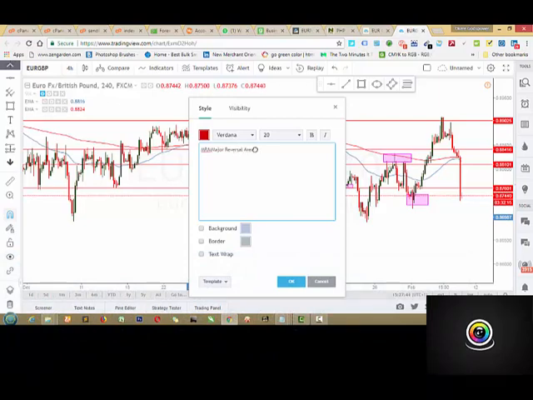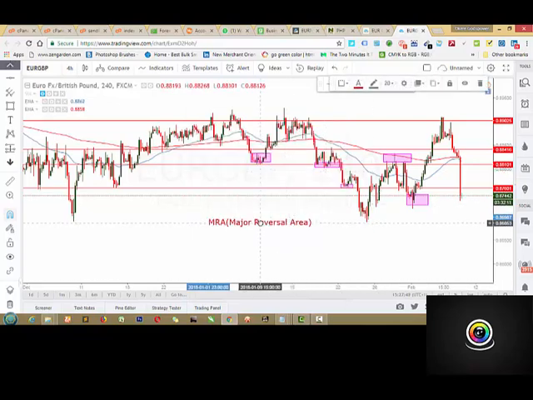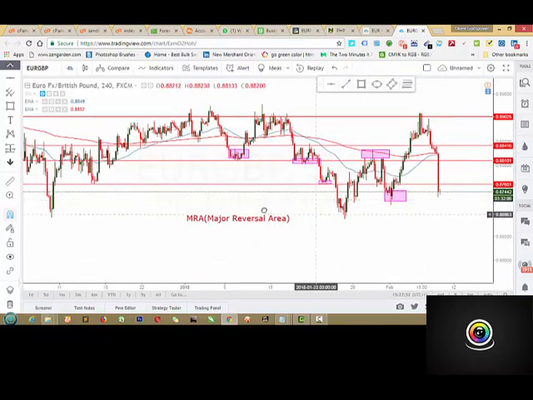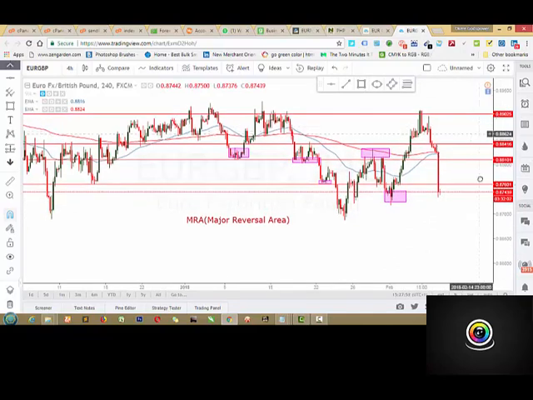MRA. Major reversal area. Support and resistance zones. Major reversal areas. There are areas that price got to and reversed. Now, I don't pick my trade without looking at support and resistance levels in the market.